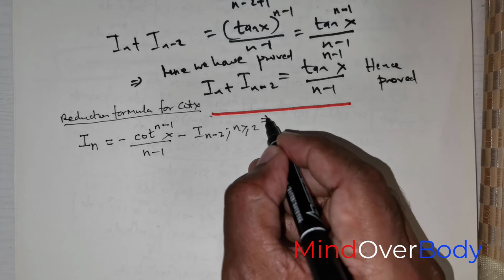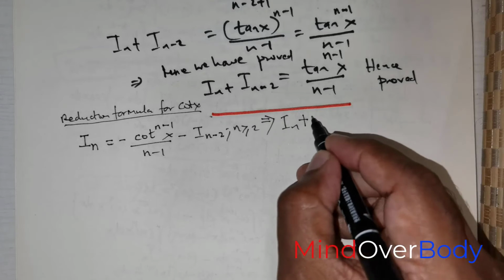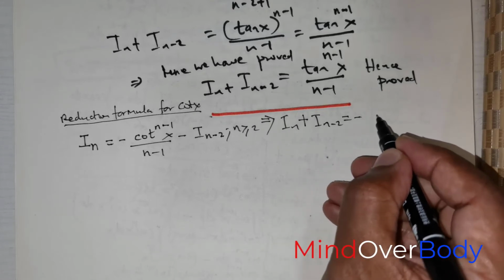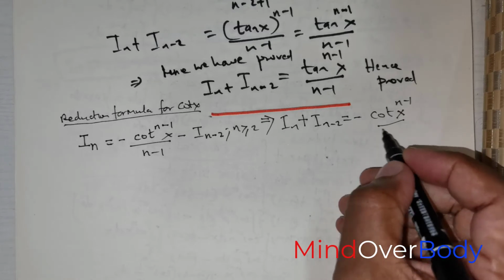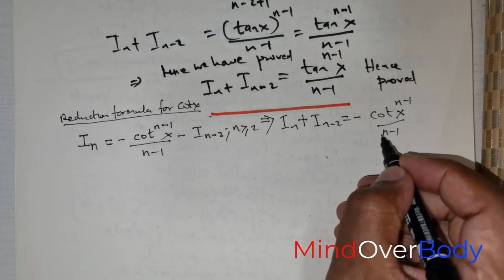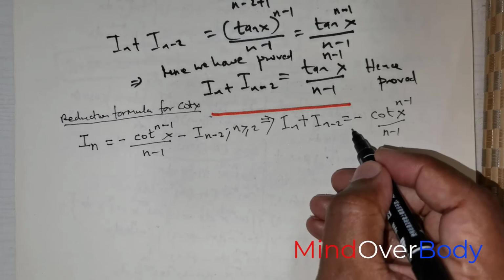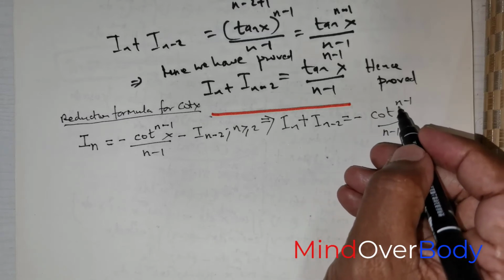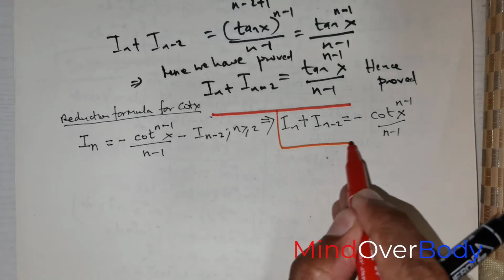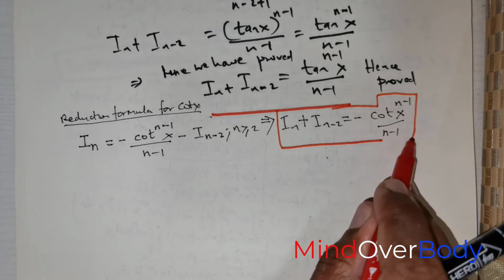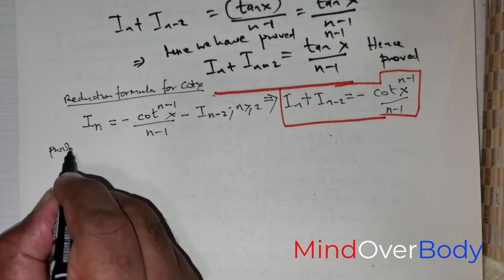Now this can be rewritten as I suffix n. If I were to bring this to the left side, that's going to be positive I suffix n negative 2 is equal to negative cot raised to the power of n negative 1 x, so that has to be divided by n minus 1. So this is nothing but I suffix n positive I suffix n negative 2 is equal to negative cot raised to the power of n negative 1 times x divided by n negative 1. So this is the reduction formula for cot, and we will be proving it. So we will start off with this proof as follows.